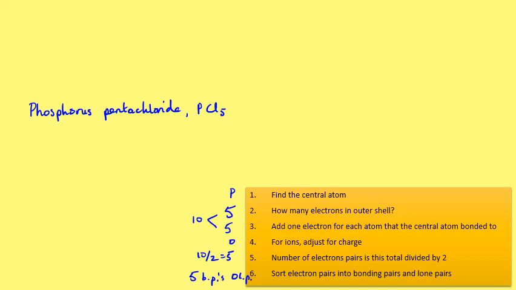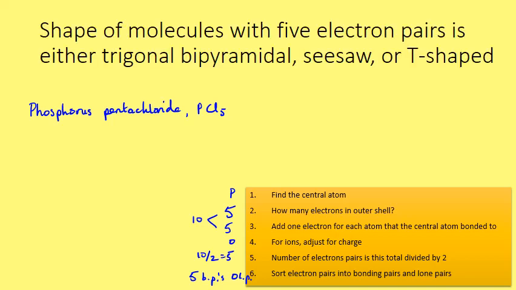When we've got 5 bonding pairs and no lone pairs, we look at our memorized table, and we get this information. The shape of molecules with 5 electron pairs is either trigonal bipyramidal when there are 0 lone pairs, so this option here is for 5 bonding pairs, 0 lone pairs, and seesaw and T-shaped are for 4 and 1 and 3 and 2. So we're going to draw a trigonal bipyramidal shape for phosphorus pentachloride.